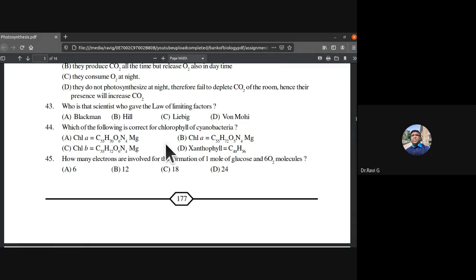Okay. Which of the following is correct for chlorophyll of cyanobacteria? So chlorophyll A C55H70 O60 N4 magnesium. I told you to remember 55 72 54, right? So B is the right answer, isn't it? Which of the following is the correct for chlorophyll of cyanobacteria? C55 H72 O5N4 magnesium. So the right answer for 44th is B.